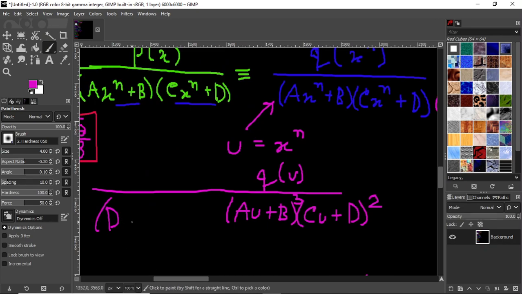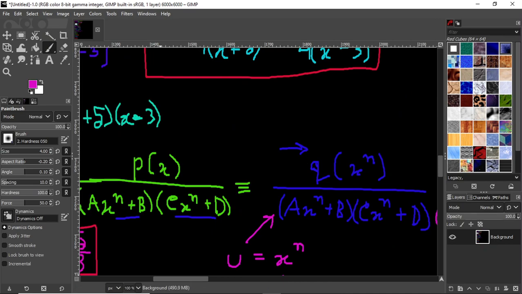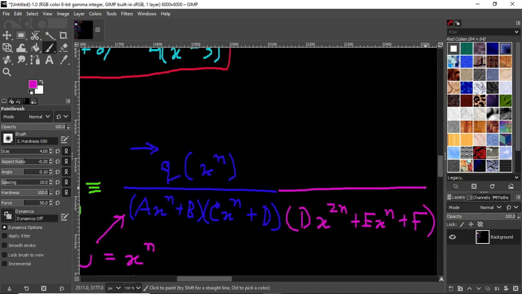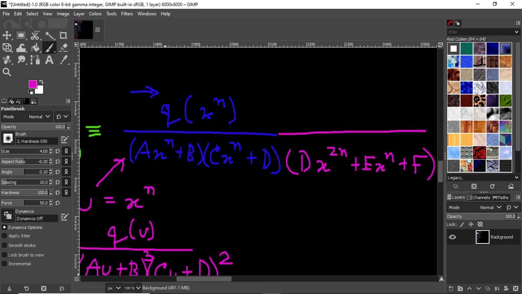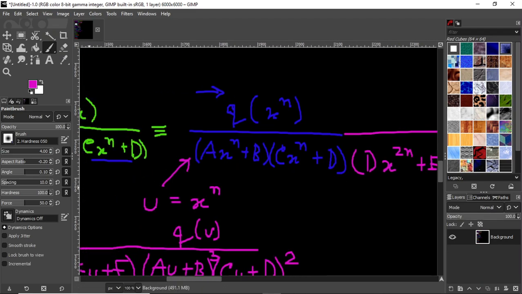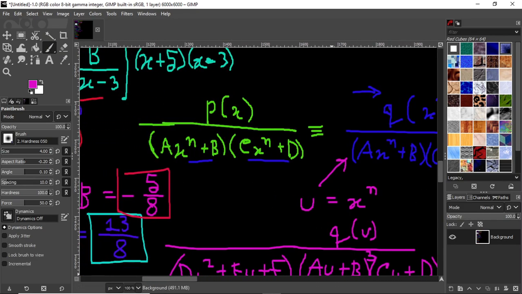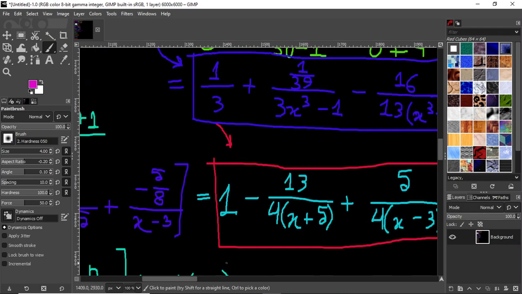If you make the substitution, you'd have something like d u squared plus e u plus f. Basically what I'm saying is, if every factor, every term is a polynomial in x to the power n, then you should make the substitution u equals x to the power n. That would make your life much easier. All right. And why is this required?